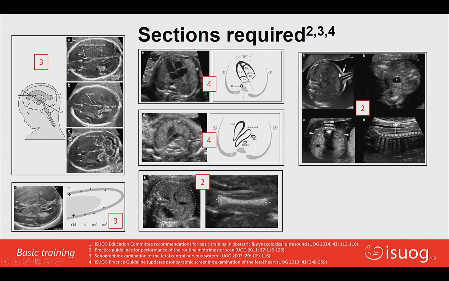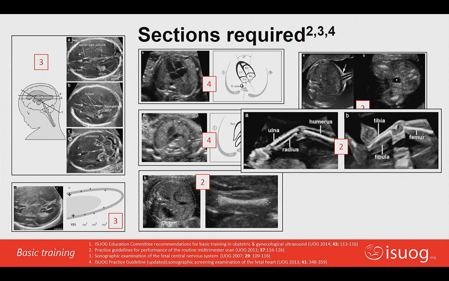The cord insertion we can see here. This is lower down. This is the bladder here. And these are the kidneys. It's always a good idea to measure a fetus that comes fully labelled. This is the spine at the top, and these are the kidneys here. And this is the longitudinal section of the spine from that guideline.